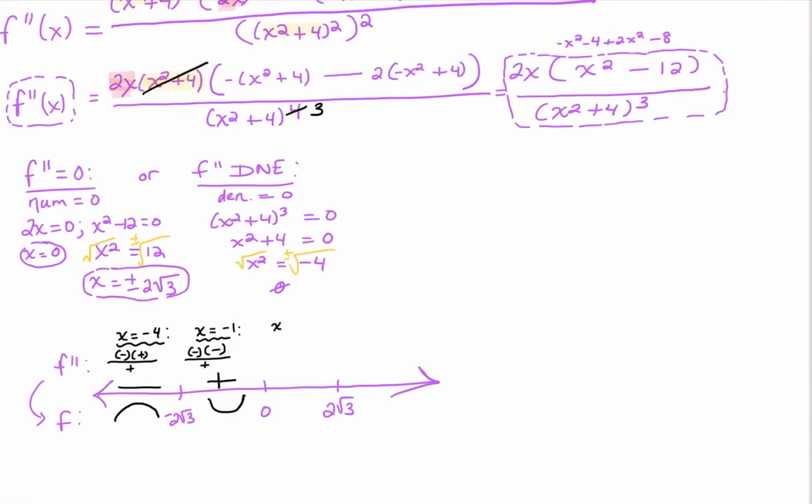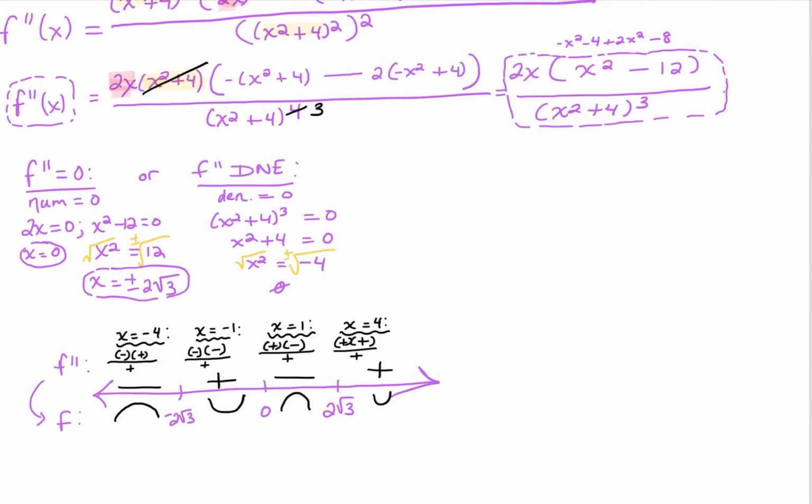And as we continue, again, it's tempting to always think that these things alternate, but we've seen that they don't. So subbing in 1, we're going to have a positive monomial times a negative binomial over a positive denominator. We're negative. We are back to concave down. And then subbing in something like 4, greater than the 2 root 3 or the root 12, that's going to be a positive monomial times a positive binomial over a positive denominator. So we are back to positive, which is concave up.